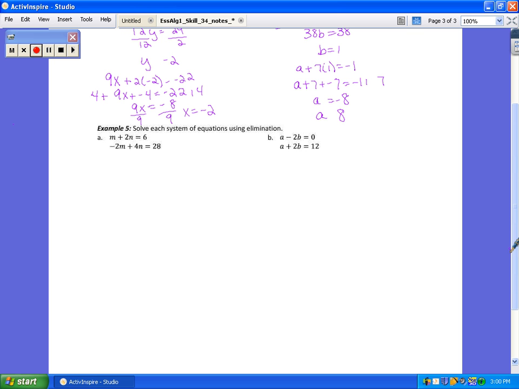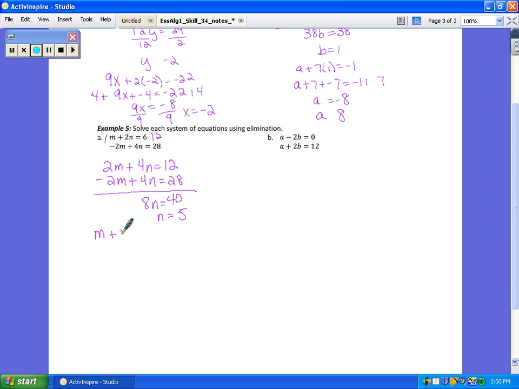Two more problems. The next one, I'm going to multiply the top equation by 2. So I get 2m plus 4n equals 12. Negative 2m plus 4n equals 28. So when I do that, I get 8n equals 40. So n equals 5.